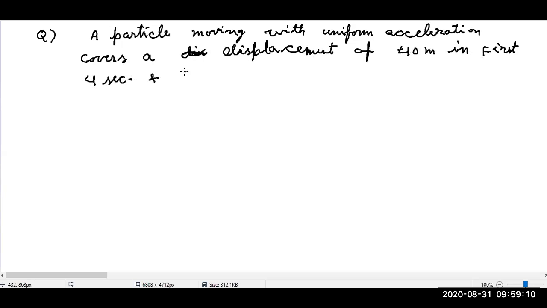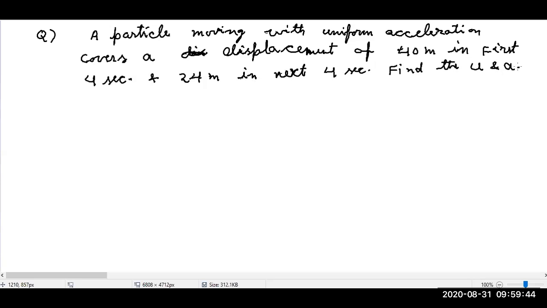And 24 meter in the next 4 seconds. Find U and A, initial speed and acceleration. So what is the question? A particle moving with uniform acceleration covers a displacement of 40 meter in first 4 seconds and 24 meter in next 4 seconds. Find U and A.